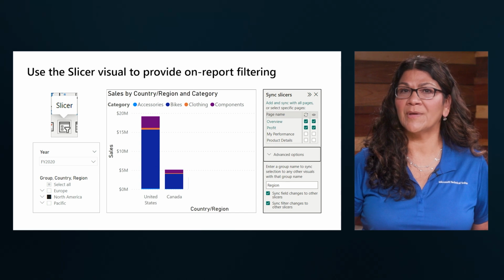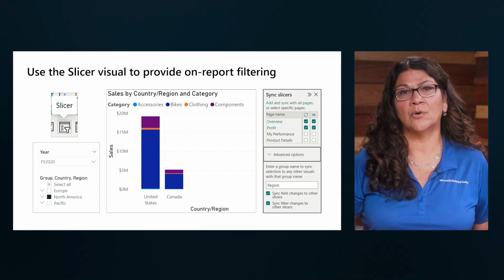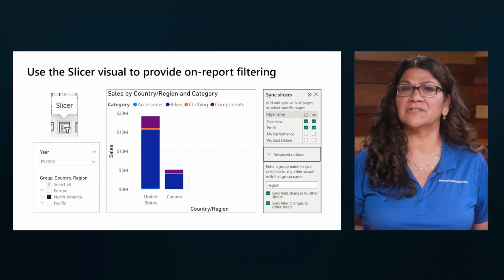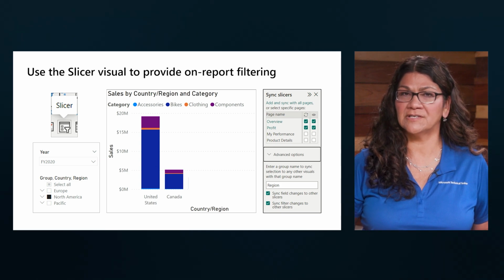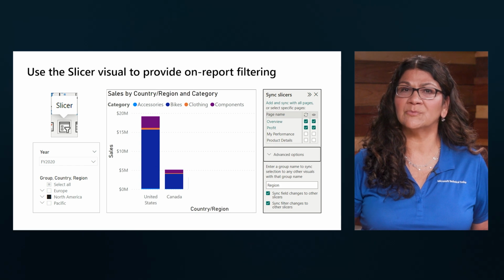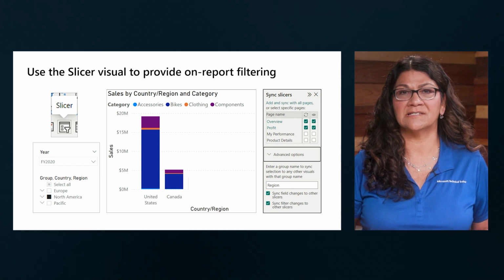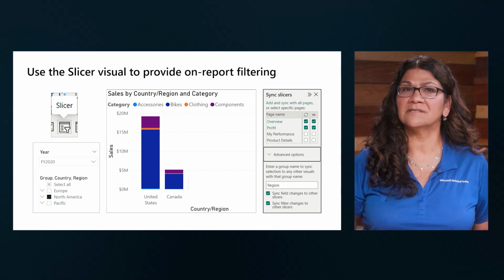You can also sync slicers across all pages in the report or just specific pages. You can have the first page slicer filter for all pages and only be visible on the first page, or you can keep the visibility across the pages and not sync the previous pages' slicers. Use Sync slicers on the right.